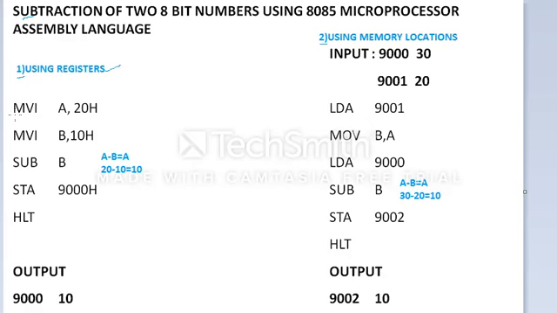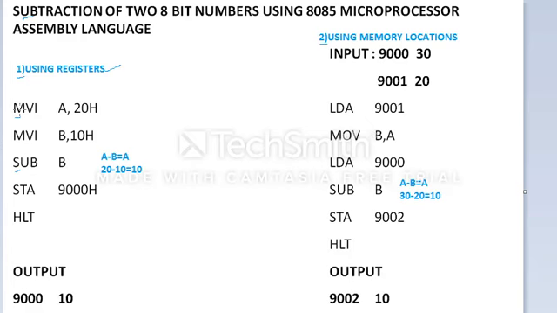So in this, we are using MVI, SUB and STA instructions. So let us understand what all these instructions stand for. MVI means move immediately 8-bit data into the registers. Then SUB stands for subtracting the particular register from the accumulator by default. Then STA stands for store accumulated data into the memory location.